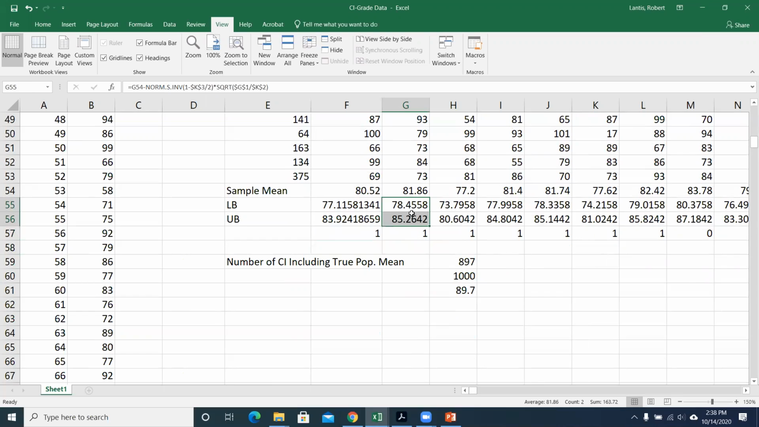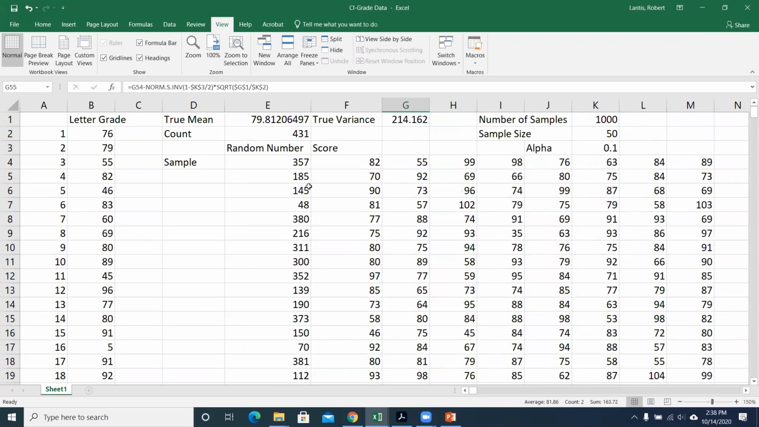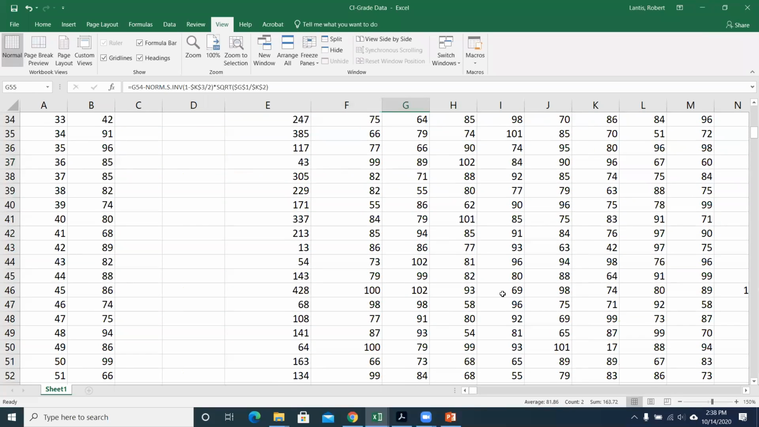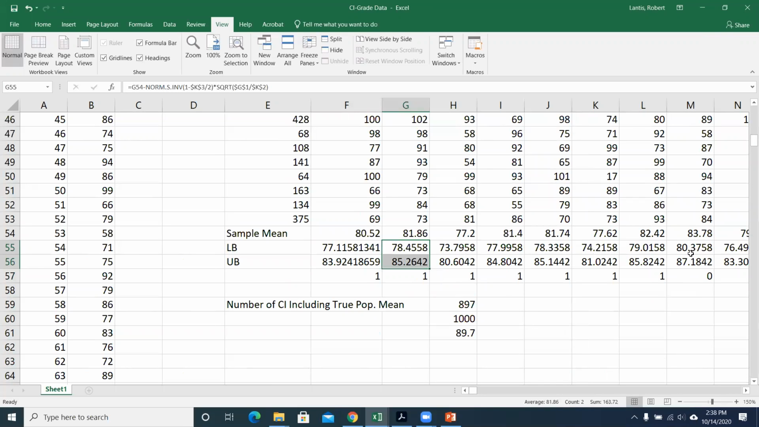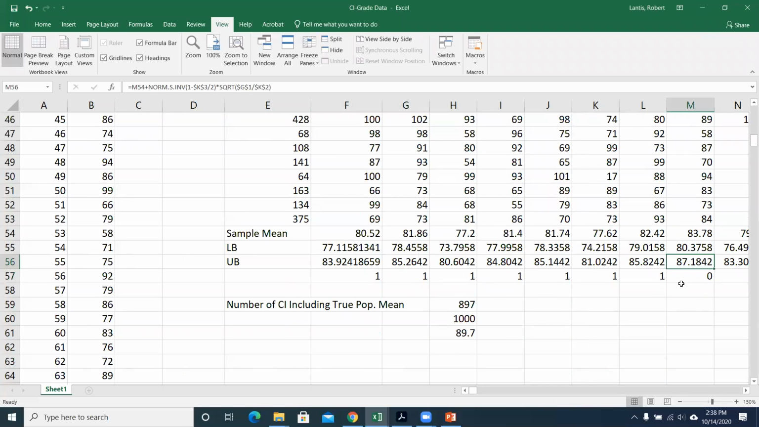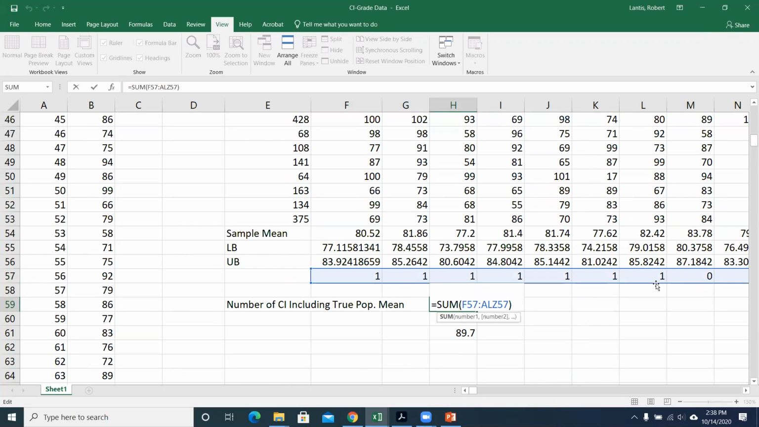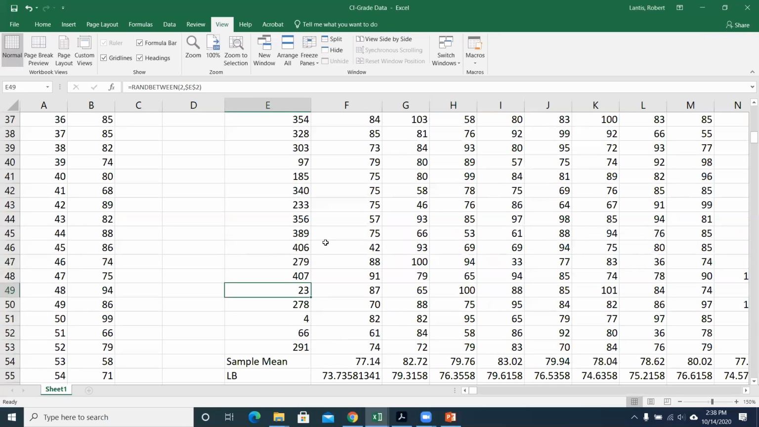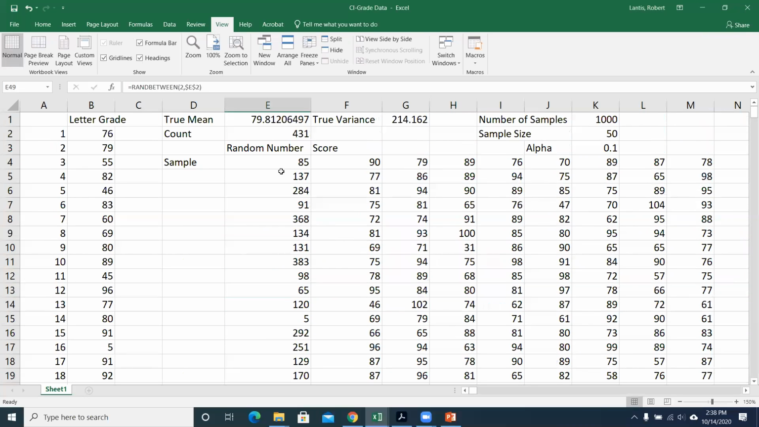I then look at the next sample, 78 to 85. That includes the true population mean as well. I then keep going through. Notice for this sample, the lower and upper bound were 80 and 87. That does not include the true population mean. So for that one, I put a 0. I then just added up the number of times the confidence interval for each one of these samples included the true population mean. Notice, because I didn't explain this cell to you, I'm not going to expect you to know it.